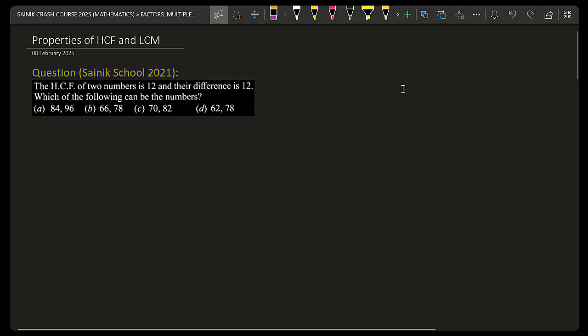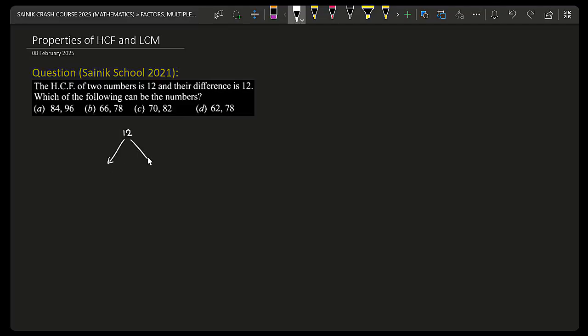See, all of you, the question is: the HCF of two numbers is 12 and their difference is 12. Which of the following can be the numbers? So we can solve it like this. We don't know what the HCF is, but it's given as 12. If the HCF is 12, then 12 is a factor of both the numbers.